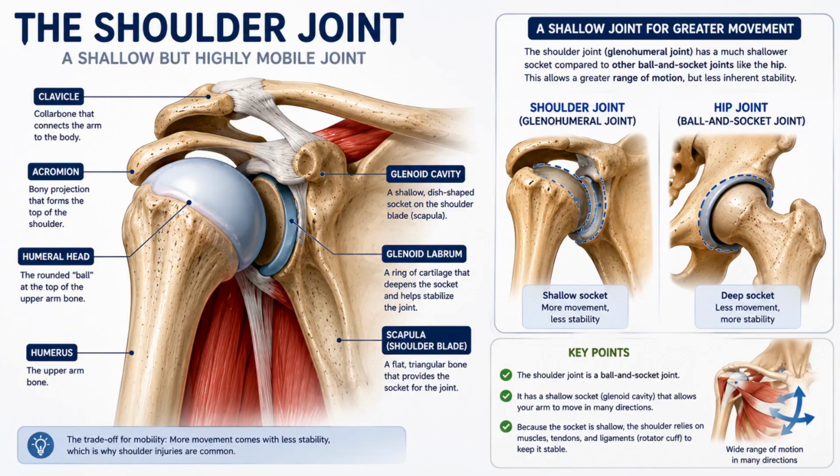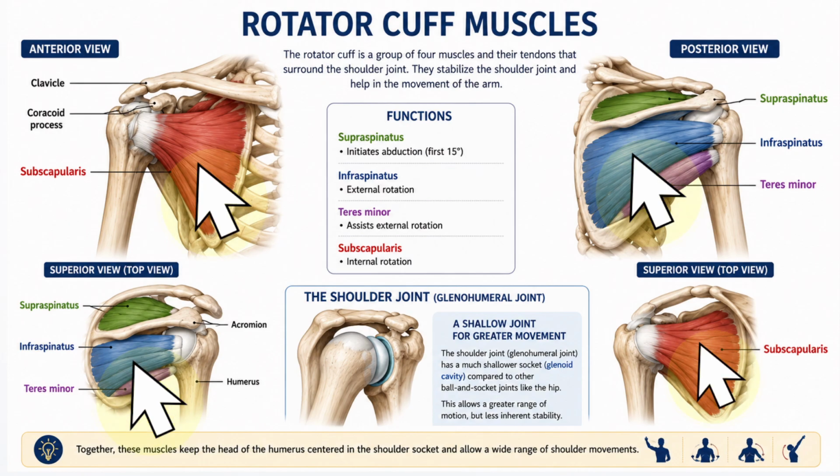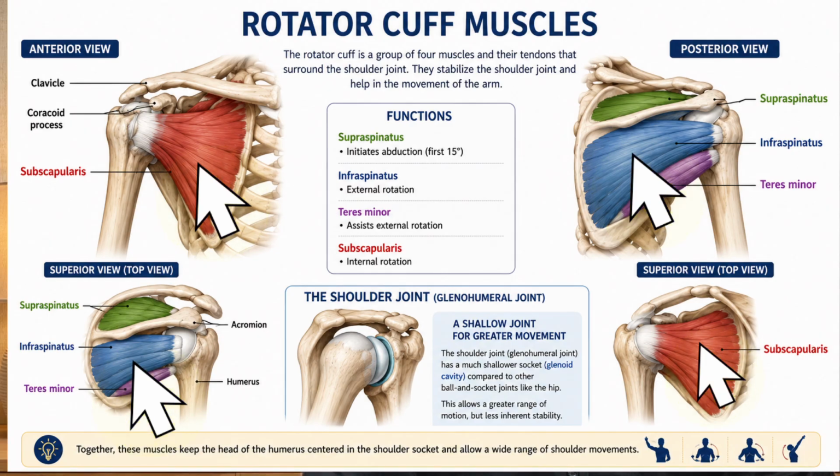Because the shoulder is shallow, it requires additional structures to stabilize the joint. And one of the most important stabilizing structures is the rotator cuff muscles. These muscles originate from the scapula and insert onto the humerus. The primary role is to stabilize the shoulder joint and maintain its alignment, assist shoulder movement, and prevent excessive translation of the humeral head.